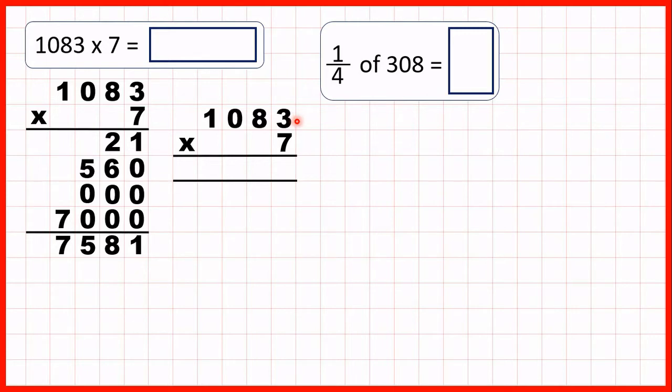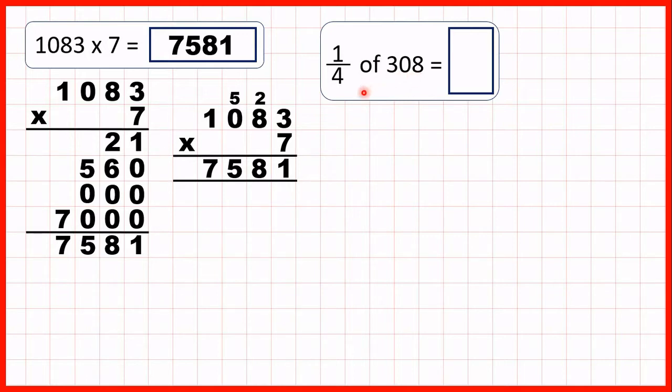We could also use short multiplication here. So 3 times 7 is 21, so 2, 1. 8 times 7 is 56, plus the 2 that's on top gives us 58, so 5, 8. 0 times 7 is 0, plus the 5 on top is 5, and 1 times 7 is 7, so our answer is 7,581.